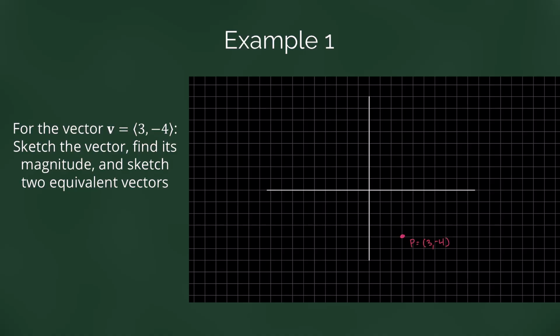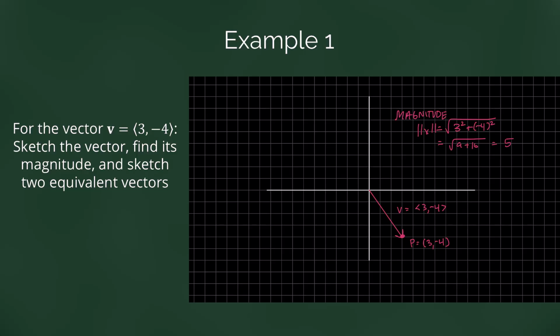And so we know that if we draw the vector that begins at the origin and ends at that point, we can label that as the vector 3, negative 4. The magnitude of that is going to be the square root of its components squared. So we'll do 3 squared plus negative 4 squared, which is 9 plus 16, and we're going to get 5 as the magnitude of that.